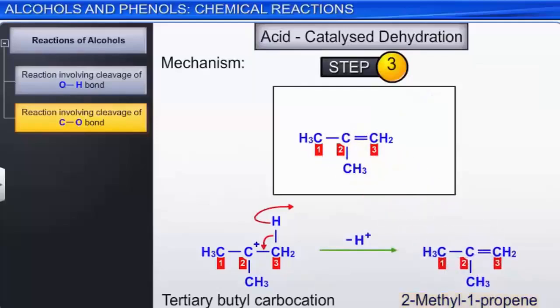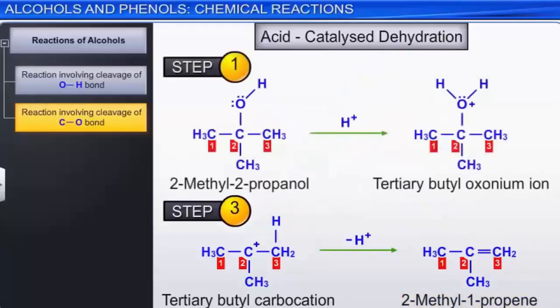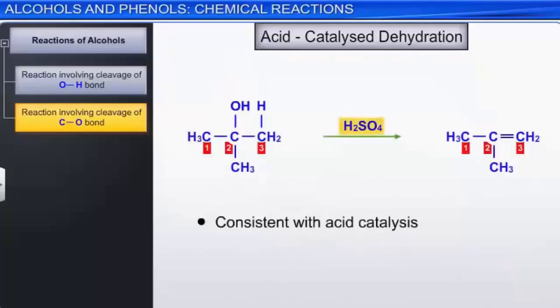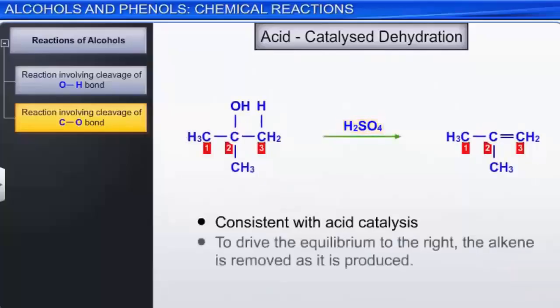Notice that the hydrogen ion used in the first step of the mechanism is regenerated in this step. This is consistent with acid catalysis. To drive the equilibrium to the right, the alkene is removed as it is produced.